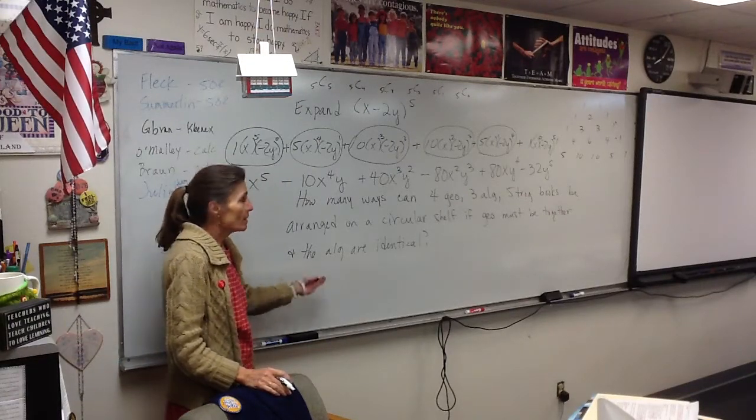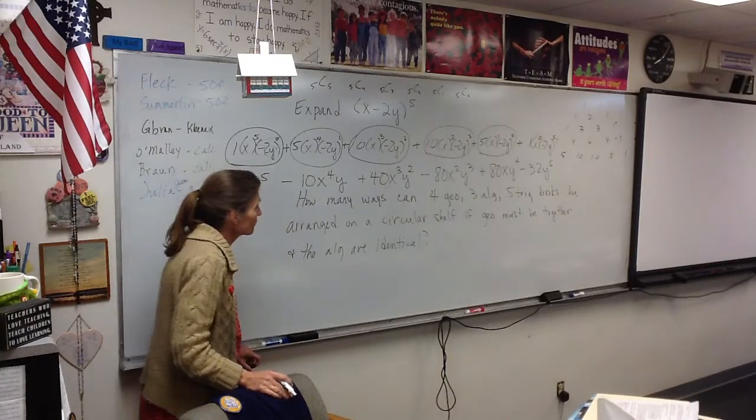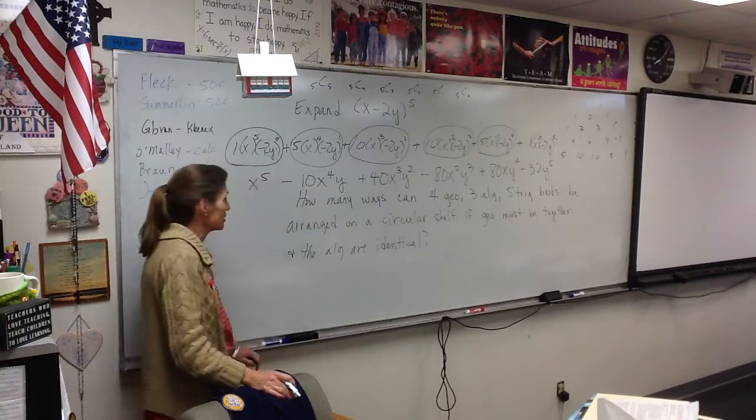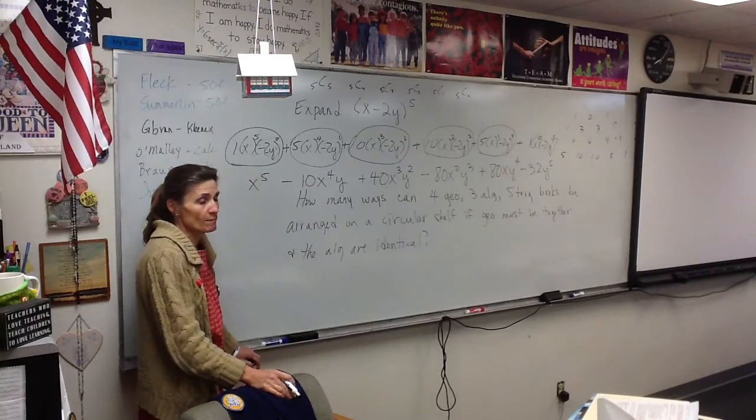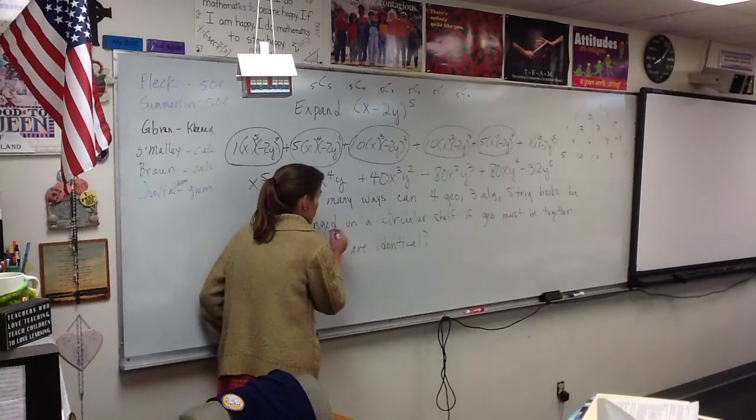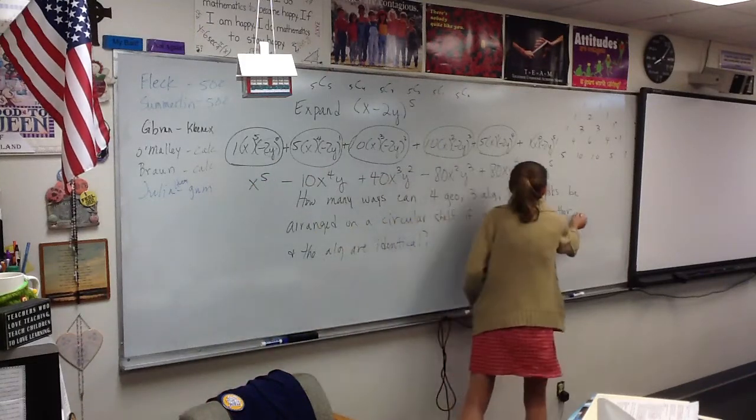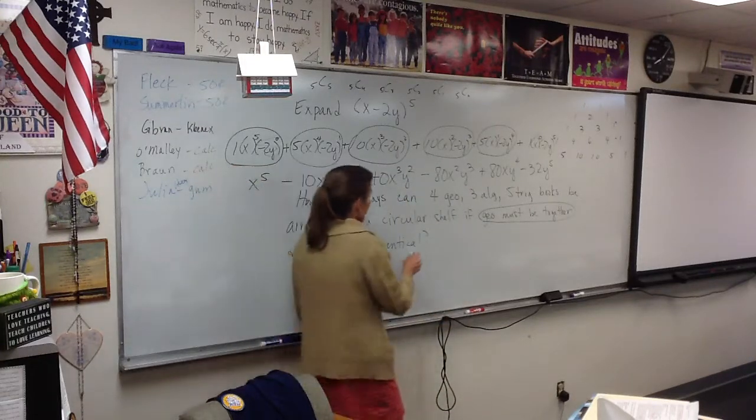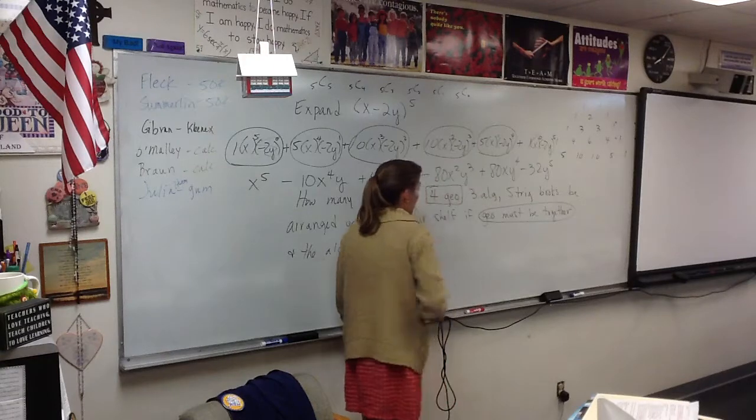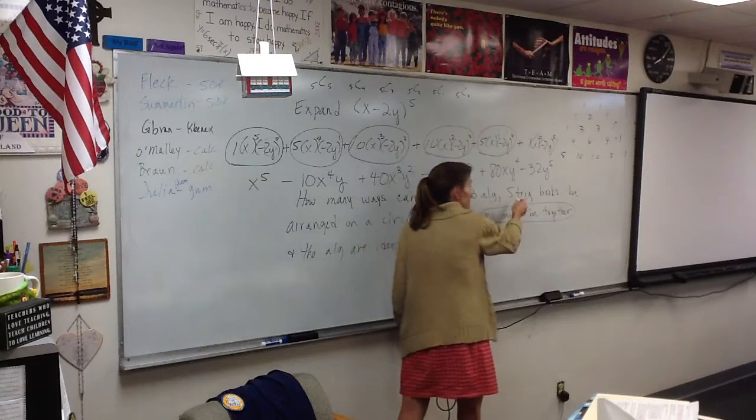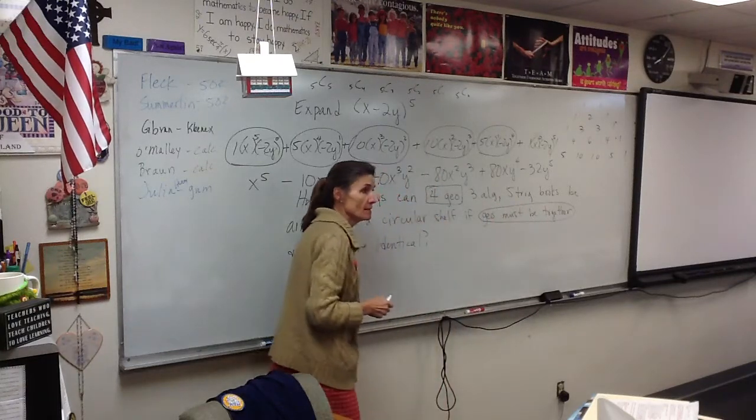All right, here we go. How many ways can 4 geometry, 3 algebra, 5 trig books be arranged on a circular shelf if the geometry must be together and the algebra are identical? Oh my gosh, there's a lot going on. Okay, so first of all, we've got to talk about how many things we are arranging. Well, you've got to pay attention to this. If the geometry books are together, then these are functioning as 1. So there's 1, and then you have 8 more, so that's a total of 9.